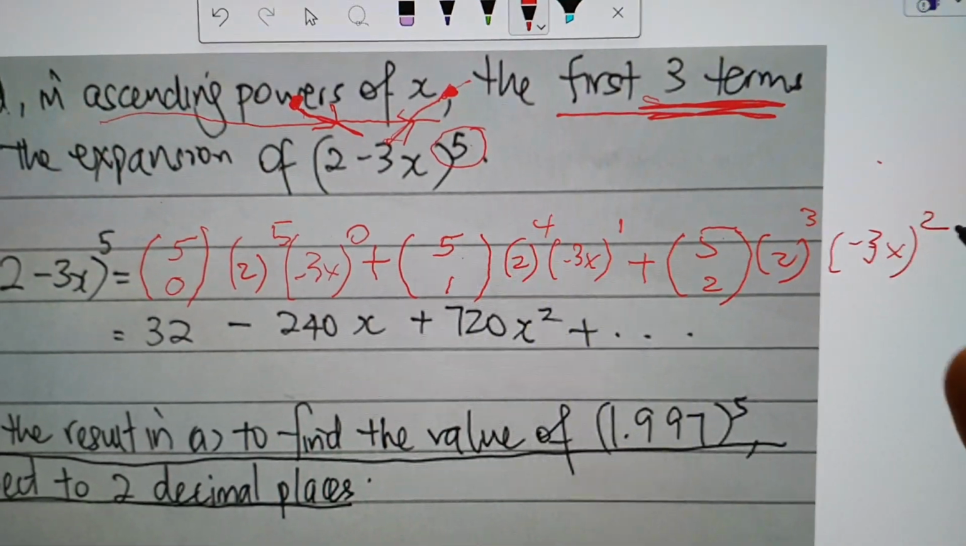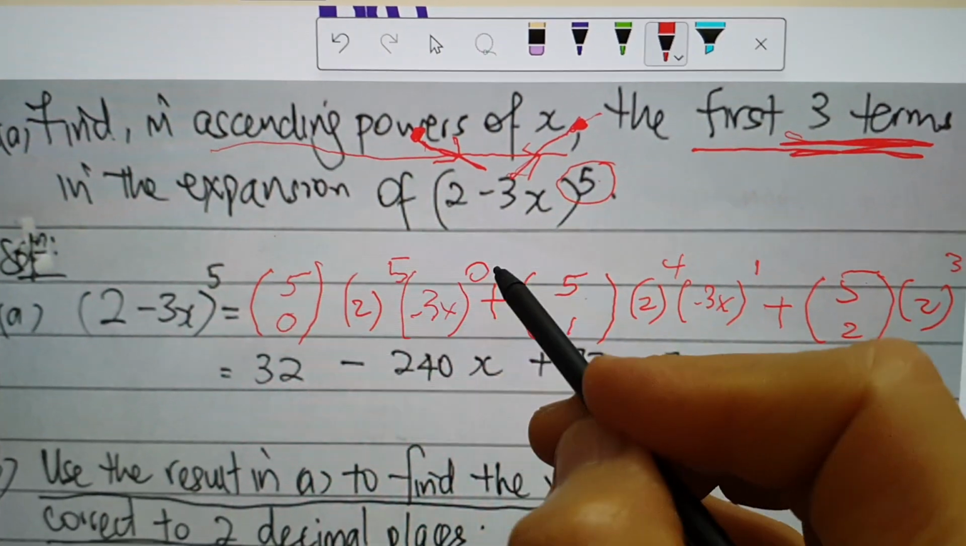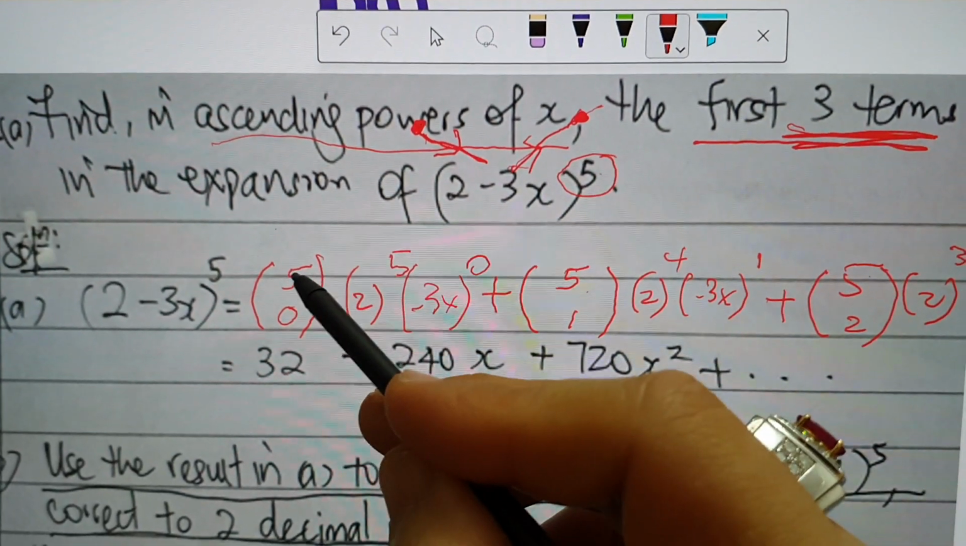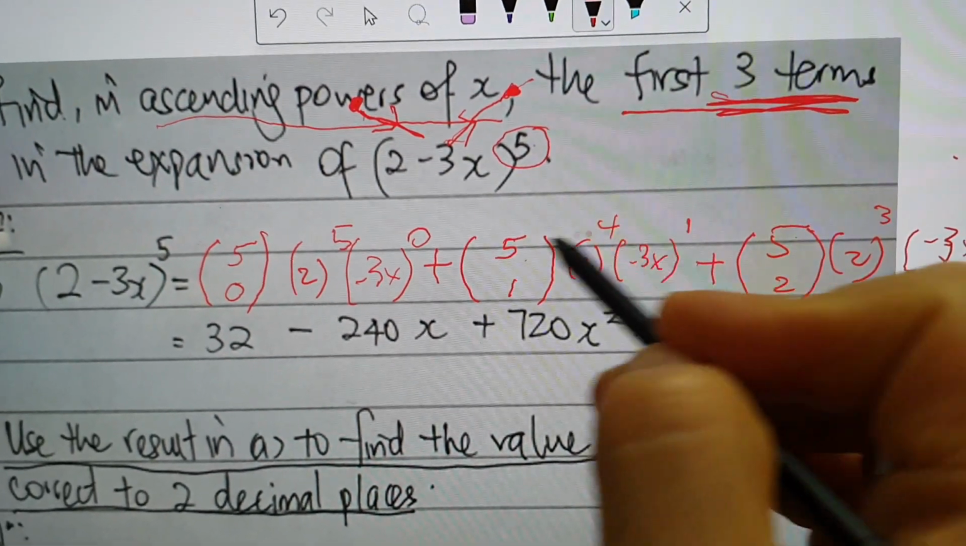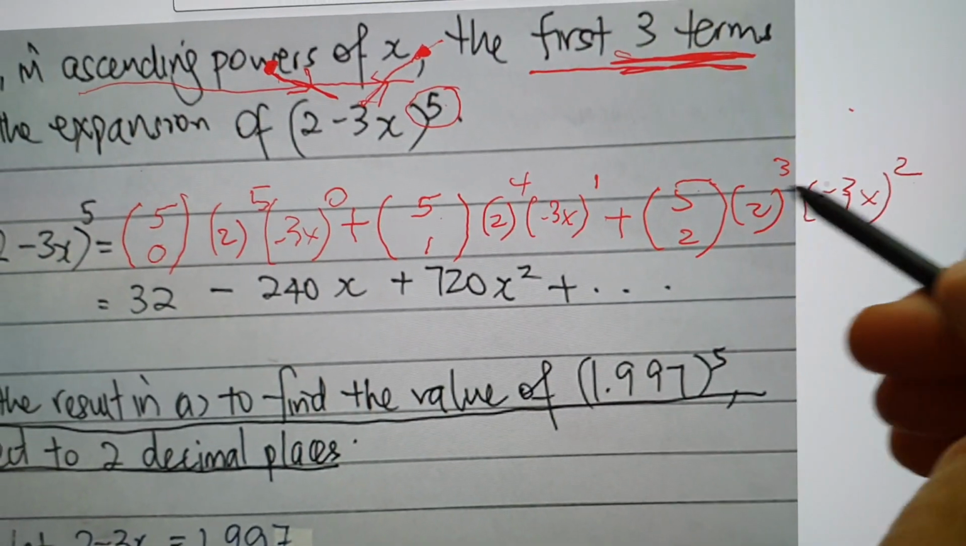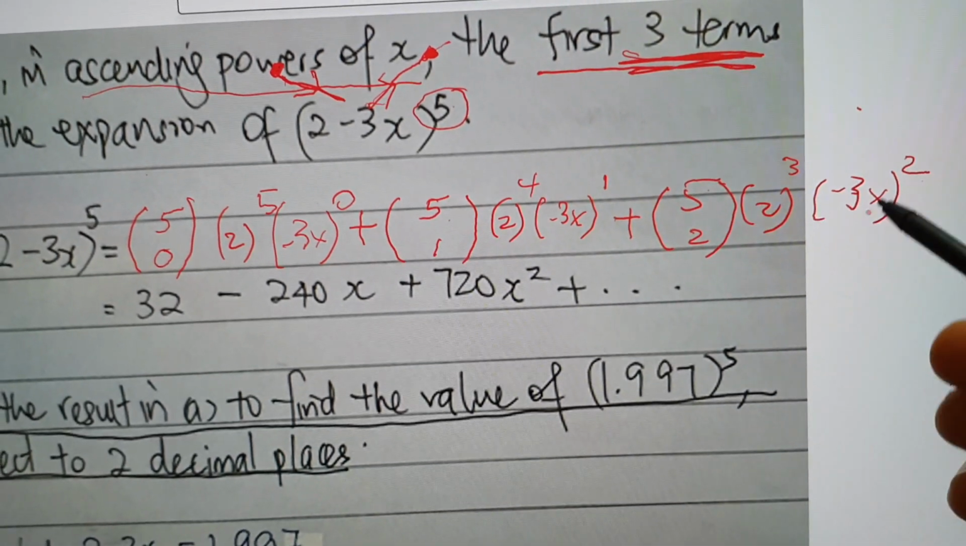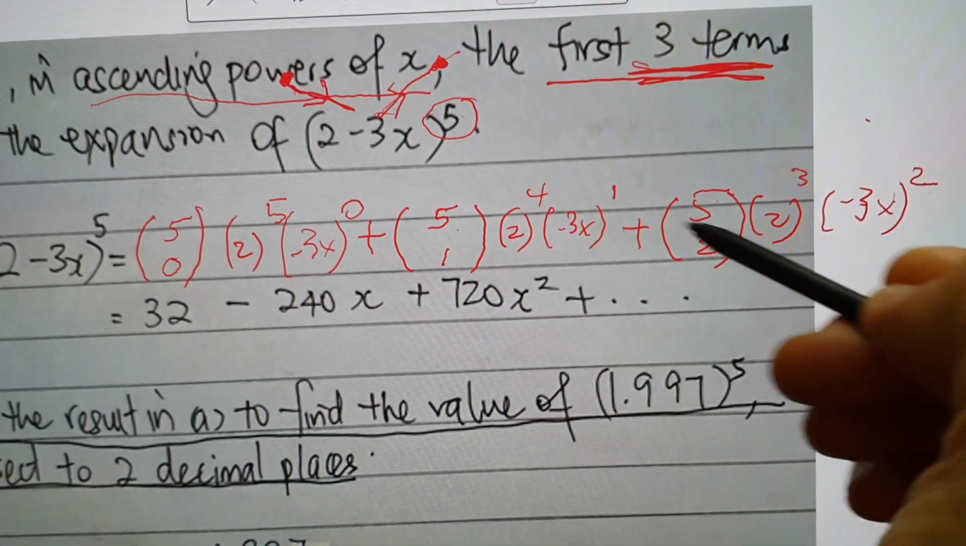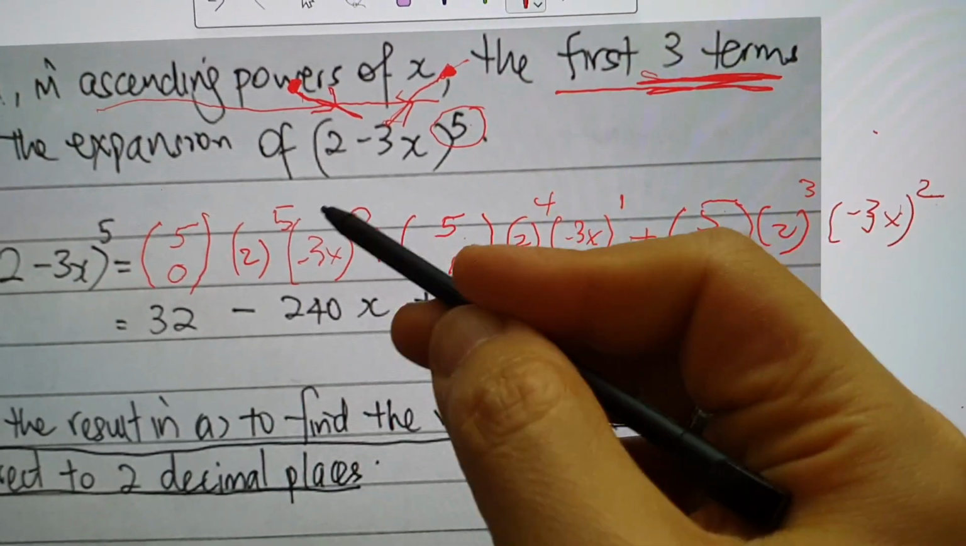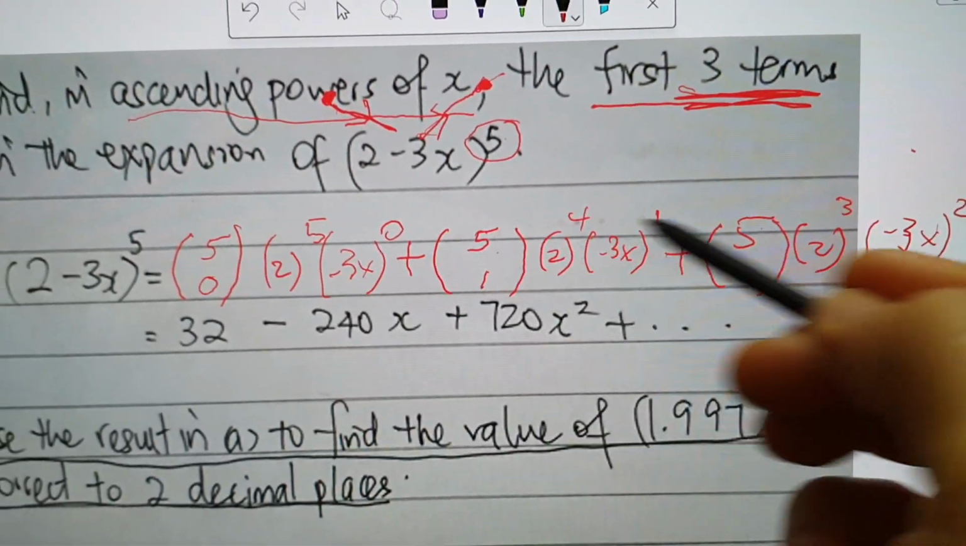Now another way to check is this: these two powers always add up to 5. Like that. And this number is always the same as this number. This number, same as this number. So there's a certain pattern.